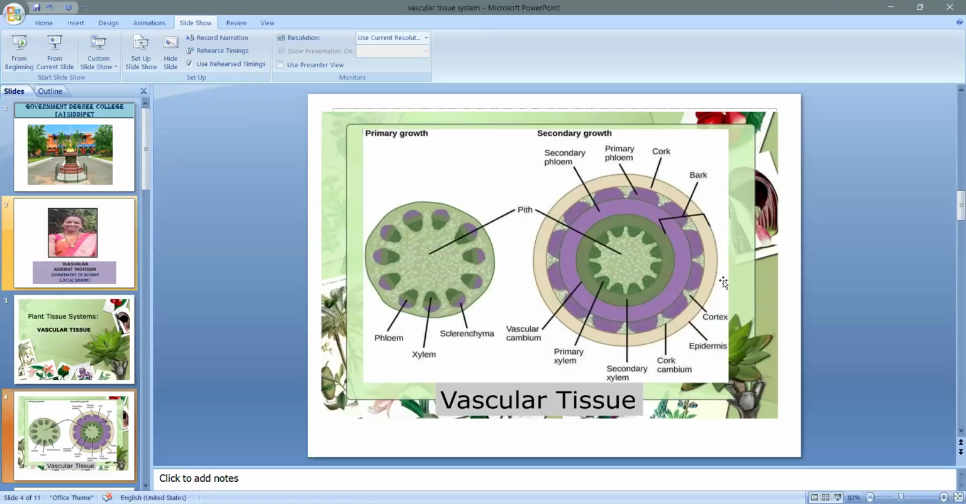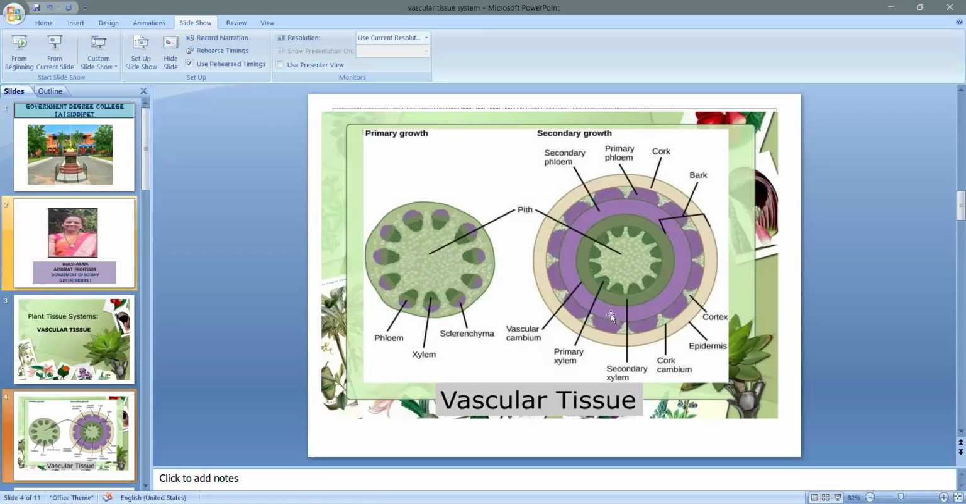Examples of medullary bundles: Mirabilis, Boerhaavia, Bougainvillea, Achyranthes, Amaranthus. Please note down these examples, as I am asking questions after the class. Mirabilis, Boerhaavia, Bougainvillea, Achyranthes, Amaranthus.